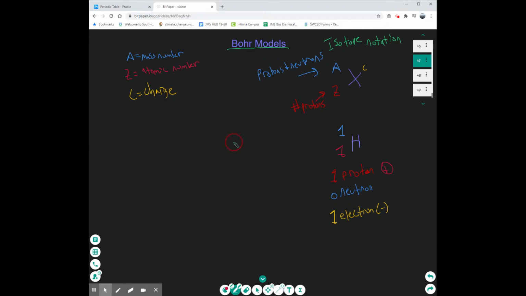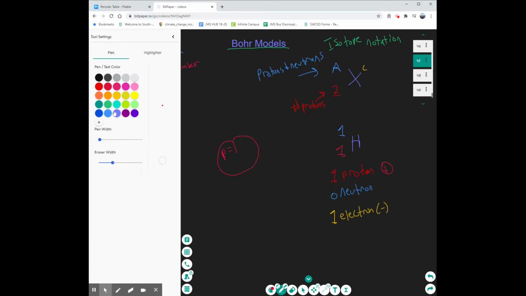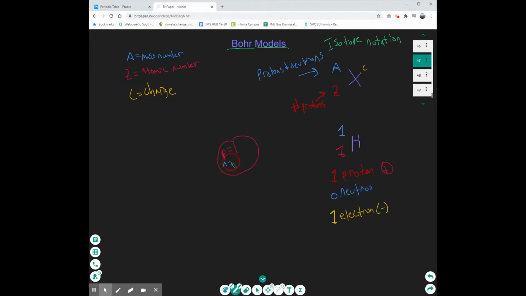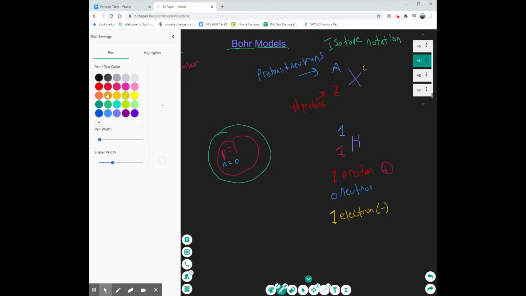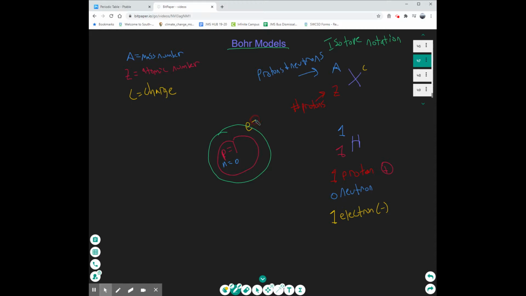Now, let's make the Bohr model, shall we? P equals 1, n equals 0, and then we throw one energy shell around the outside, and there's exactly one electron somewhere along that. That's it. That's the whole model. That's the Bohr model for hydrogen. Hydrogen has one proton, zero neutrons, one electron. Boom, done. Simple as that.